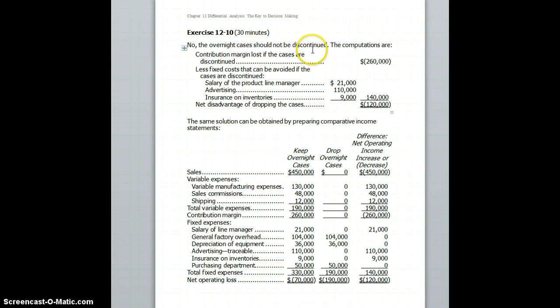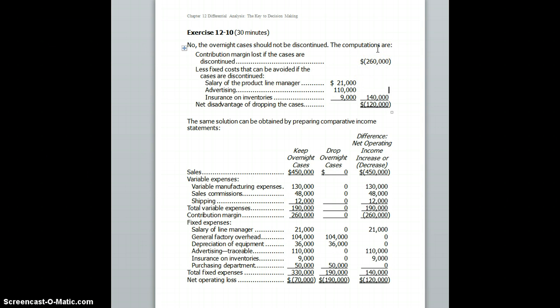So when you look at this short version of determining whether or not we should drop this product line, you see that the contribution margin that would be lost if you were to discontinue the overnight cases would be $260,000. By dropping the overnight cases, you would also lose the salary of the product line manager. Certainly if you're not going to have overnight cases, no sense in having a manager in charge of that product line. You would not have to spend money on advertising for that product line, and you would not have to insure the inventory of that product line.